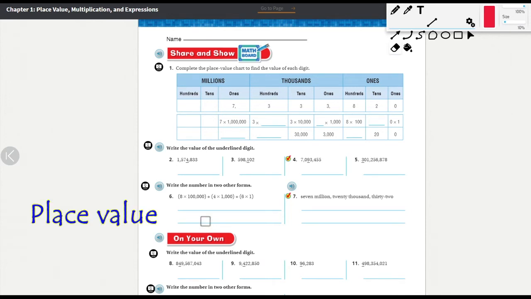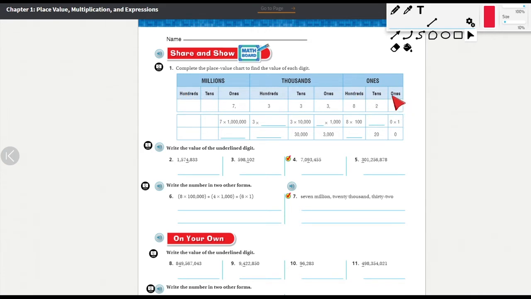This time we are going to be working on a Go Math textbook for 5th grade, and our lesson is going to be about place value, multiplication, and expressions. You can see the place value here on the top. Here we have the ones, the thousands, and the millions. Under the ones we have ones, tens, and hundreds. Under the thousands we have ones, 1,000, 10,000, 100,000. And under the millions we have 1 million, 10 millions, and 100 millions.